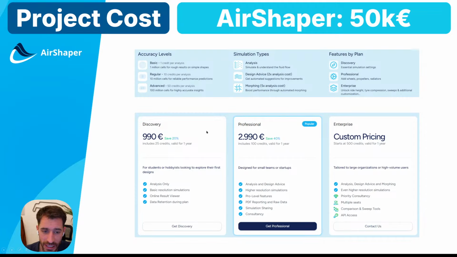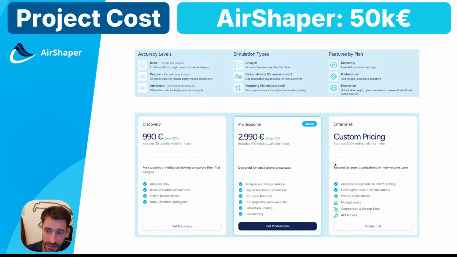For students and hobbyists, we have a discovery plan, which includes 25 credits, which can only be used to run the low resolution simulation at 1 credit per simulation. We have a professional plan, which comes with 100 credits, which allow you to run both basic simulations, 1 credit for 1 million cells, and also regular simulations, which is what we use for the bulk of this project, 10 credits per simulation for 10 million cells.